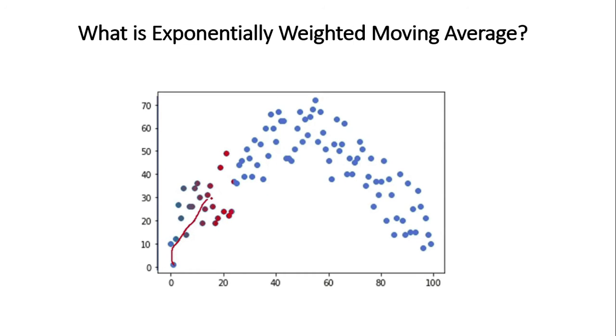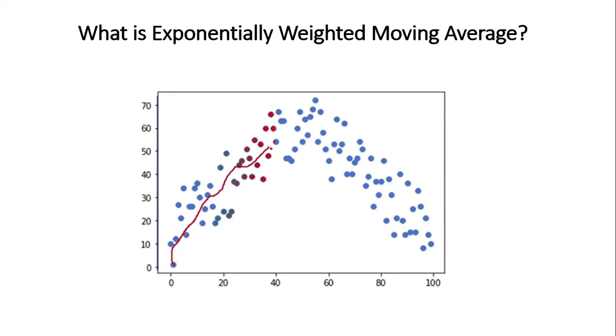Consider this graph. As we move forward in time, we keep on encountering new data points. In exponentially weighted moving average, the average is calculated at each step as we encounter new points. And it is calculated in such a way that we give higher weightage to the newer points and lower weightage to the older points.